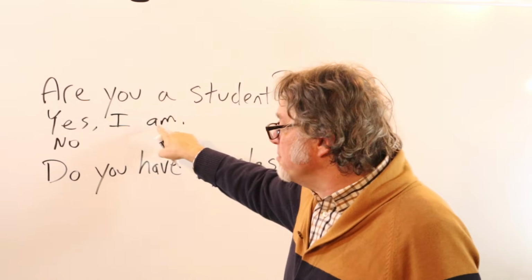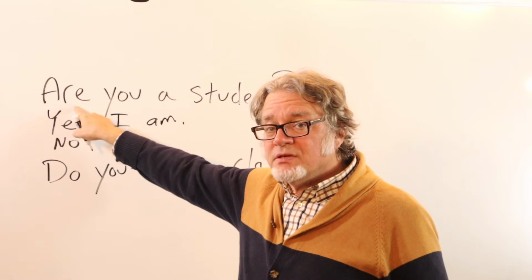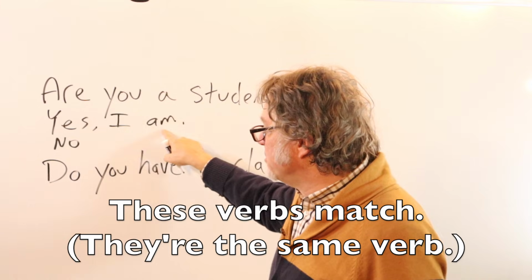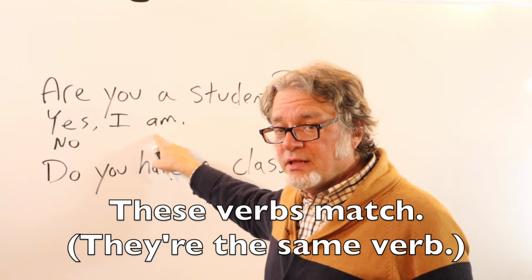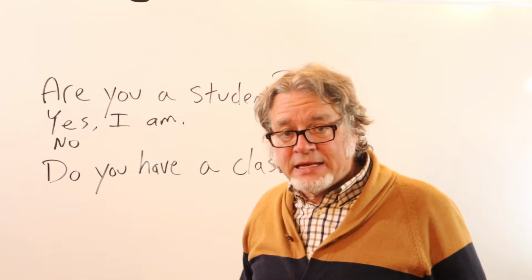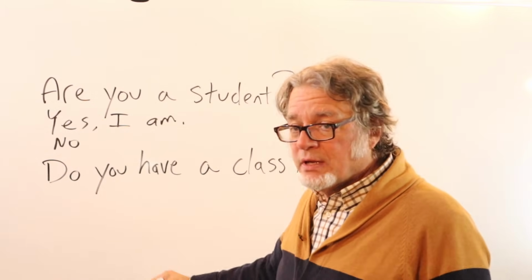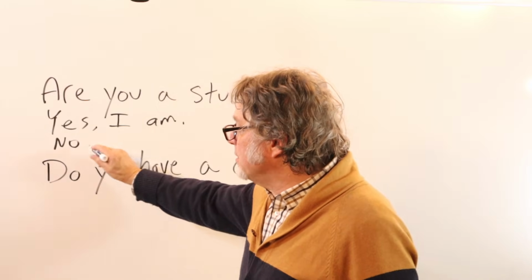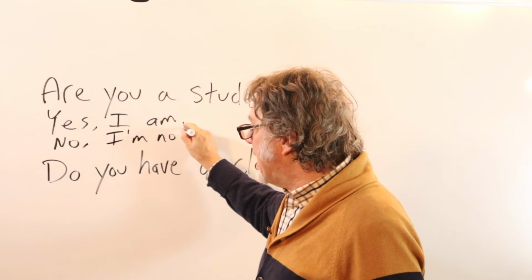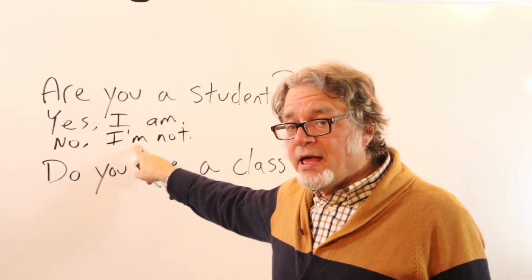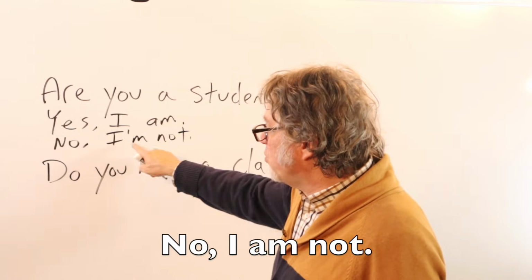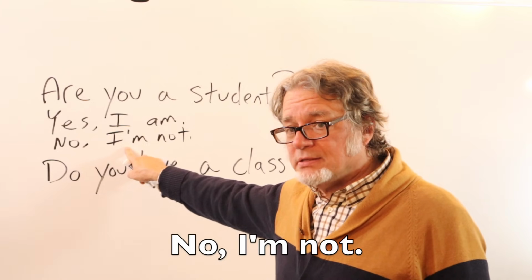This is the verb be. It matches this verb here. This is also the verb be. These verbs match in an answer to a question in which the expected answer is yes or no. If the answer is no, then you'd say, no, I'm not. This is am. You could say, no, I am not. Most people will say, no, I'm not.